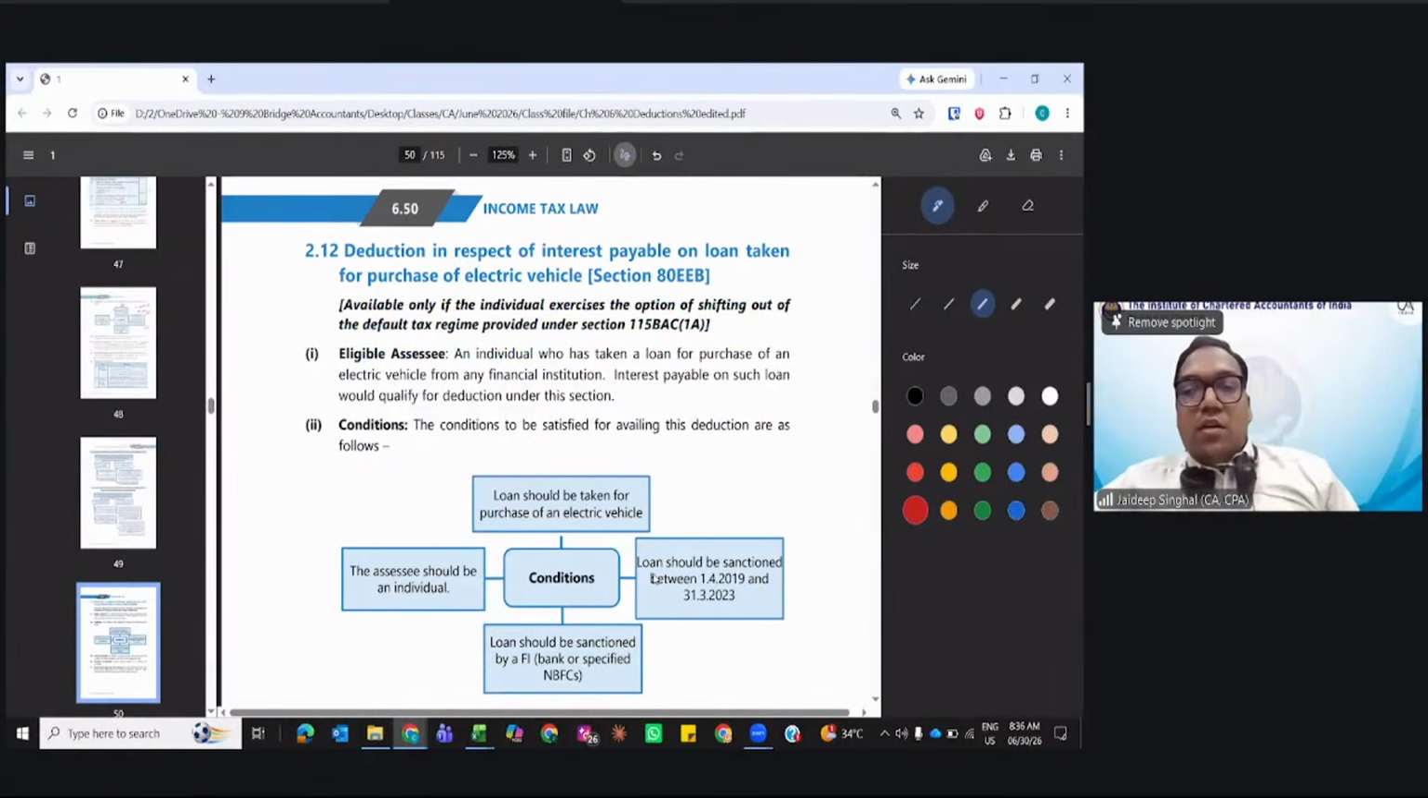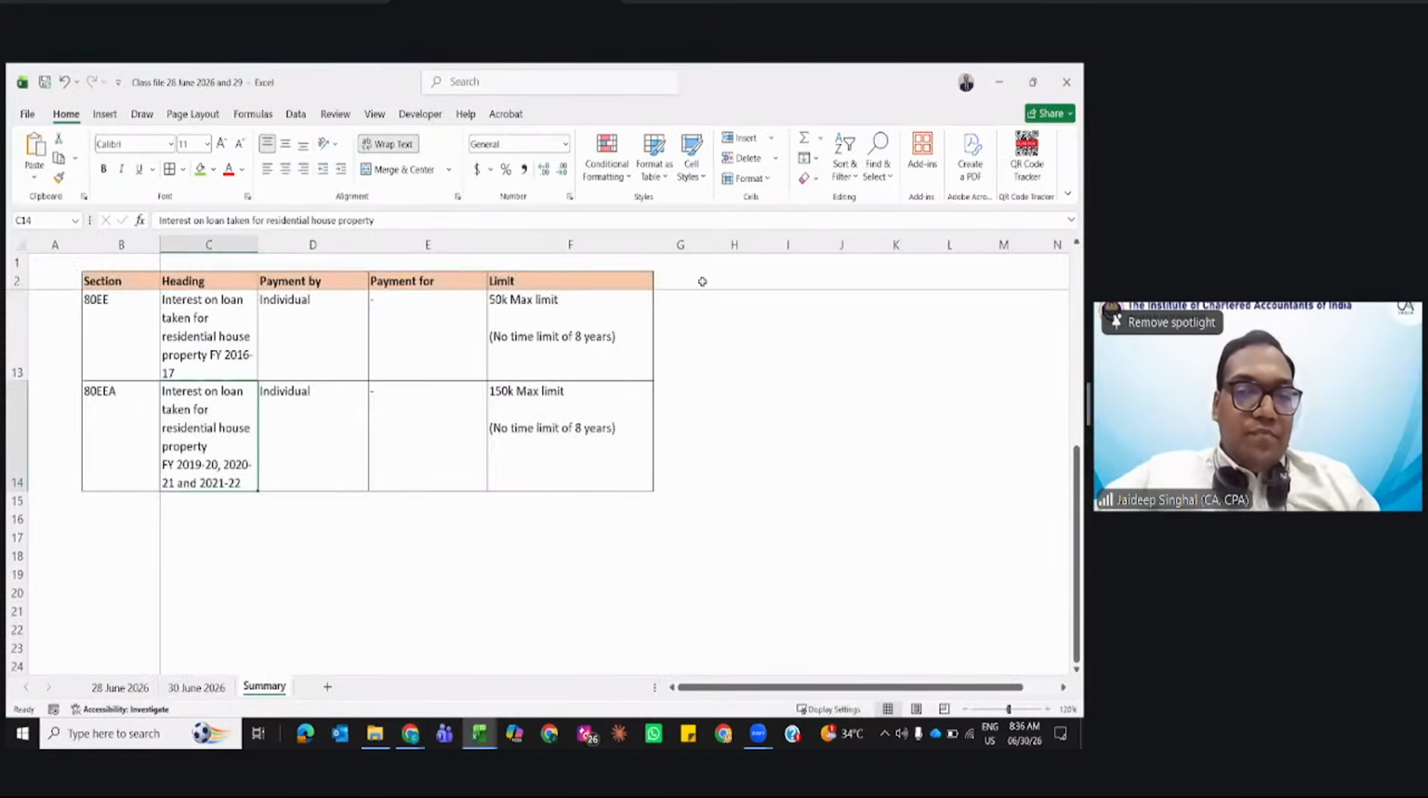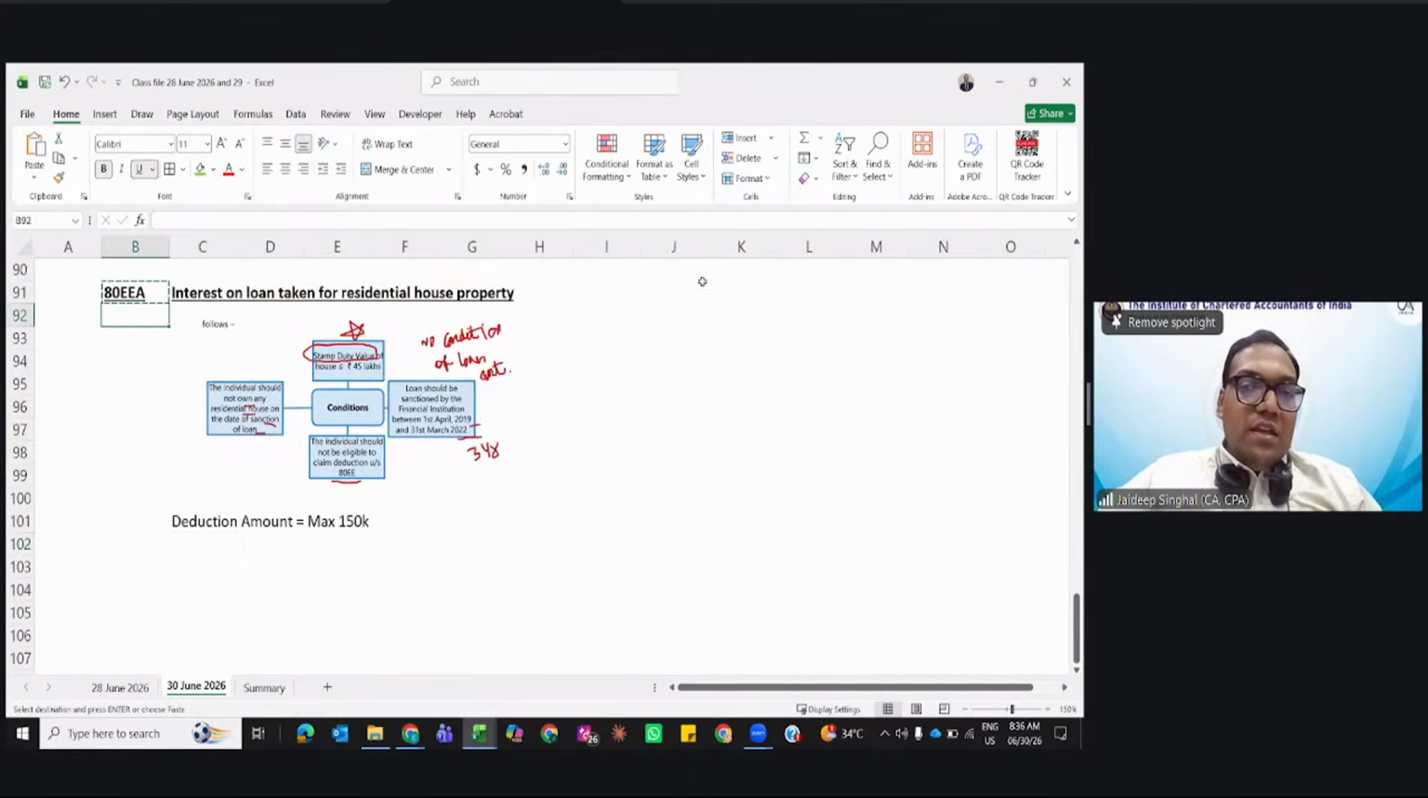Okay. Now, next is electric vehicle. If you remember, during the past few years, the government promoted electric vehicles a lot. Then they gave this deduction, 80EEB.